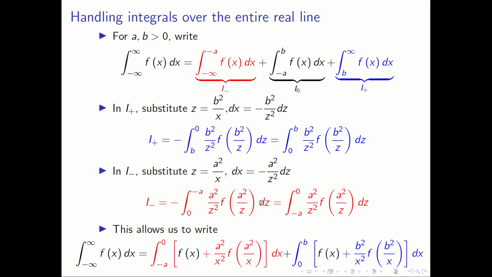So your actual integral was one where the sum of these three terms has become, after the substitution, an integral from minus a to 0. This has become an integral from 0 to b, and this of course can be split up into two integrals, one from minus a to 0, the other from 0 to b, and if you club them together, this is what you end up with.